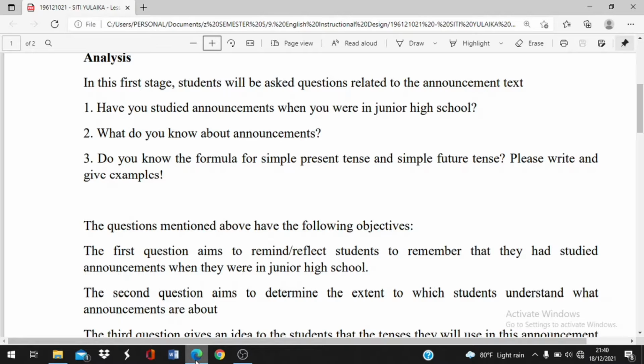In this first stage, students will be asked questions related to the announcement text. Number 1. Have you studied announcements when you were in junior high school? Number 2. What do you know about announcements? Number 3. Do you know the formula for simple present tense and simple future tense? Please write and give examples.